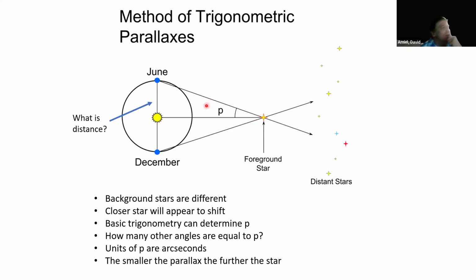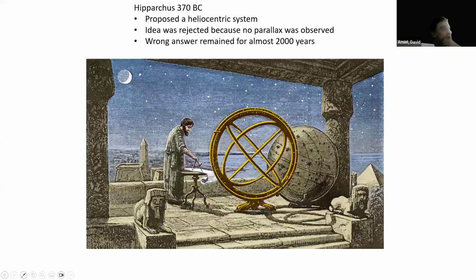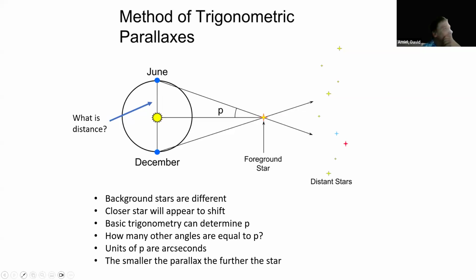So the unit of P is a new unit called arc seconds. We have arc minutes and arc seconds. Do I have a slide in here showing you what an arc second is? I don't believe I do. I believe that was also in the chapter 3 PowerPoint. Yeah, I don't have that one here. But arc seconds, excuse me, we'll get to parsecs in a minute.